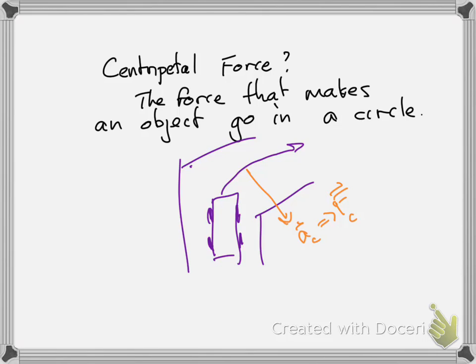In other words, all we're saying is friction is the force that makes the object go around the corner. If there was no friction, the car could not go around the corner, right? It's friction that's holding the car to the road and keeping the car from slipping. So friction is the force that makes the car go around the corner. Friction is the force that makes the car go in the circle. So friction is the centripetal force. Centripetal force is not an additional force.